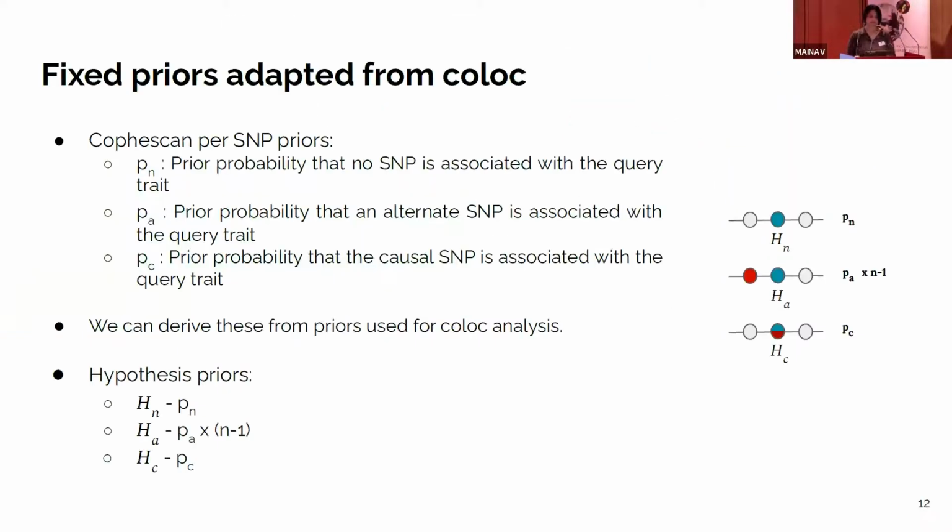Coming to the calculations of the prior. As I mentioned, you have PN, PA, PC. You have PN, the prior probability that no SNP is associated with the query trait, PA, that it is associated with an alternate variant, and PC, where the causal SNP is associated with the query trait. So we derive these. When I say fixed priors, it means that the priors are obtained from the default prior set in COLOC. The hypotheses priors from these are the same for HN and HC, and for HA we multiply PA by n-1.